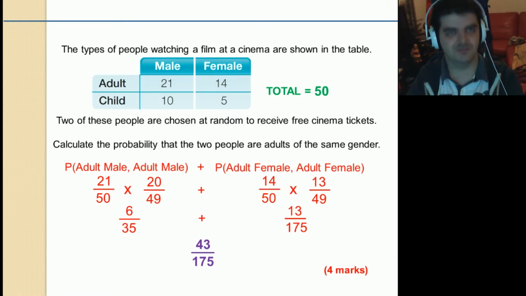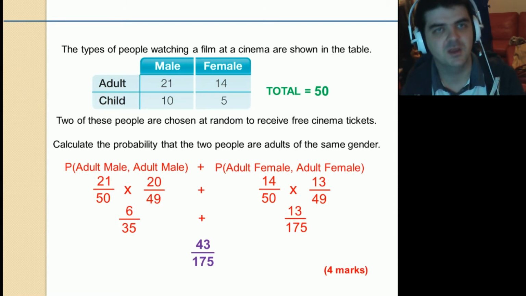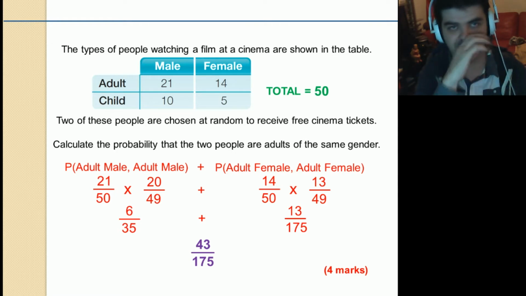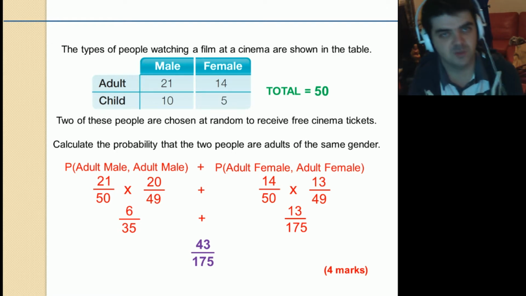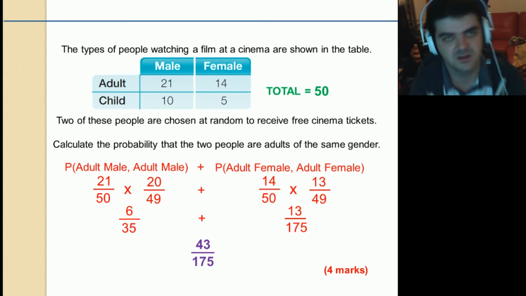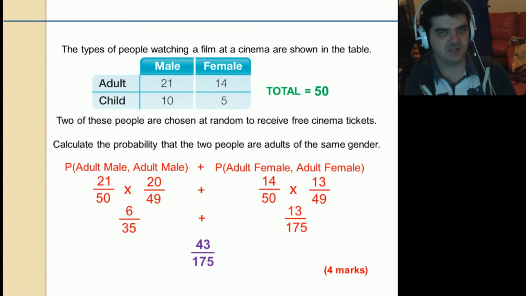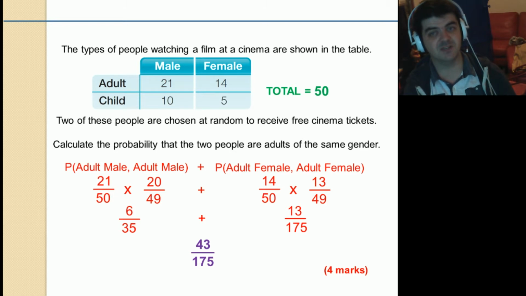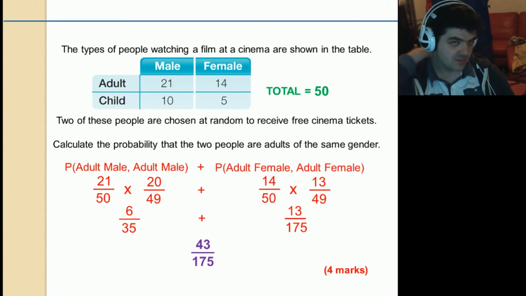I'll do one more, because I've seen this one come up before. The types of people watching the film at the cinema are shown in a table. There are 21 adults who were male, 10 children who were male, 14 adults who were female, and 5 children were female. 2 of these people are chosen at random to receive free cinema tickets. Calculate the probability that the 2 people are adults of the same gender.